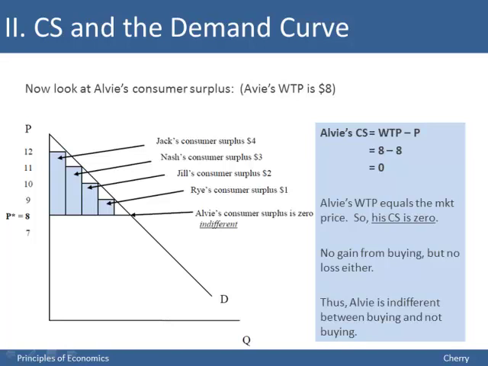Alvy doesn't have that situation. What he has is he's paying for $8 worth of benefits because his willingness to pay is 8, and he's paying $8 for it. So he's getting no additional benefit from the purchase. He's just as well off without the ticket, keeping the $8, as he is with buying the ticket and the ticket giving him $8 worth of benefits.